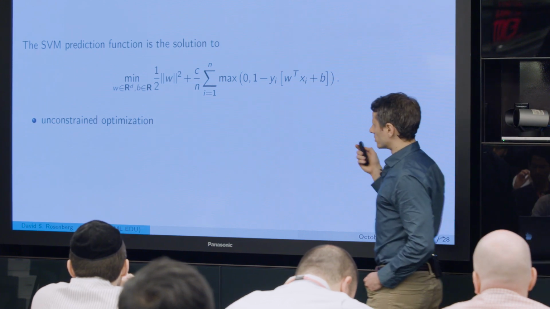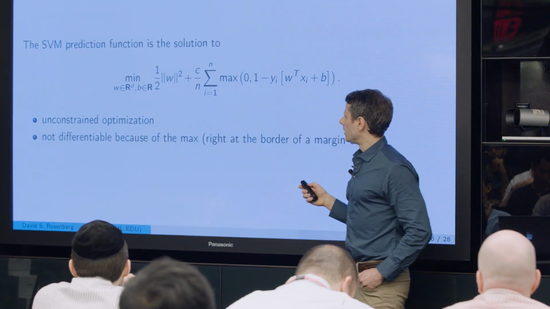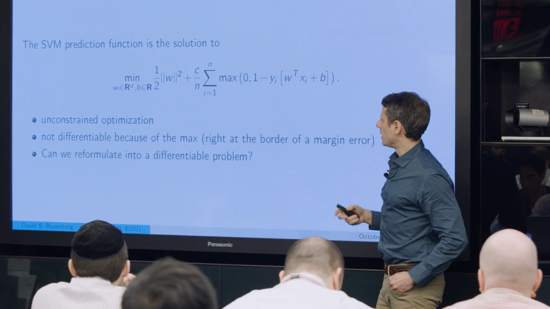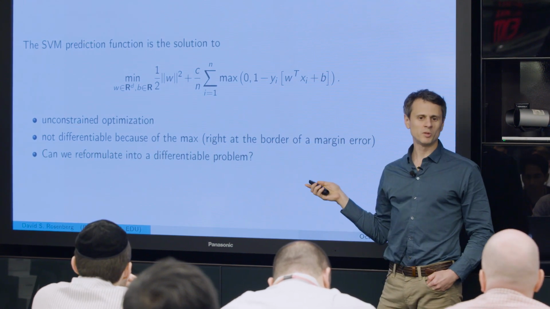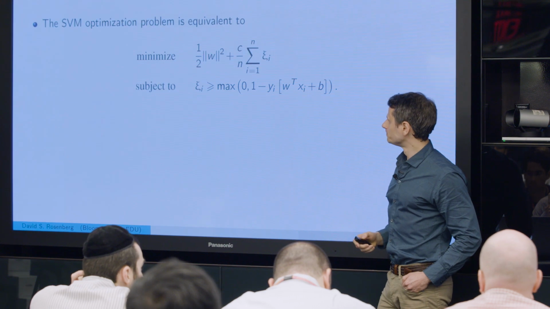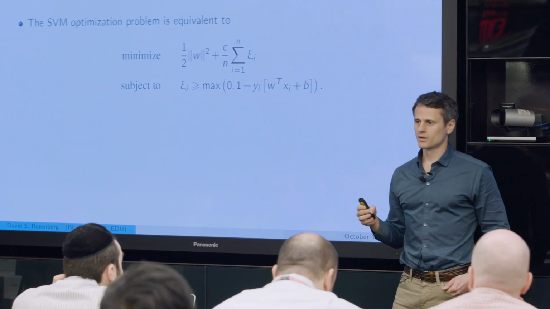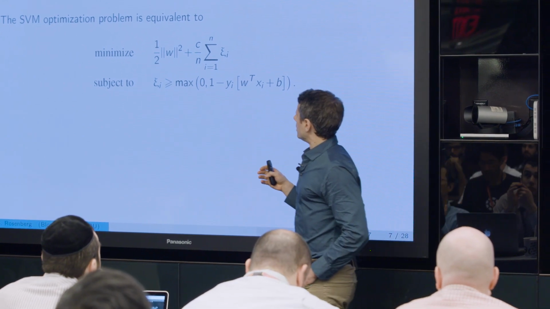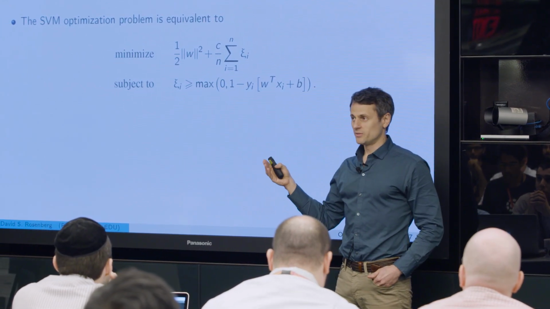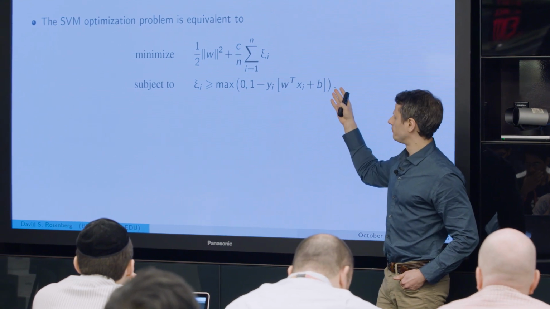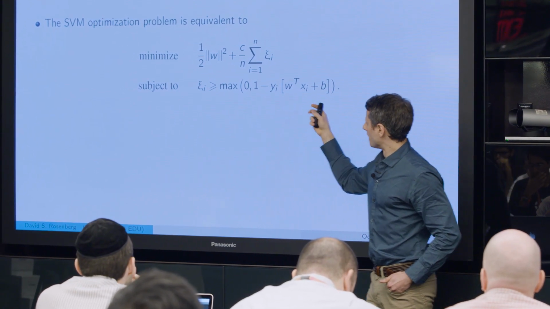And so it's unconstrained, which is nice. It's not differentiable because of this maximum, which is not nice. And one question is, can we reformulate it as a differentiable problem? So we'll transform it in a few steps. And I believe this was in the notes, the pre-lecture notes, if you wanted to look into them. But it's very simple, really.